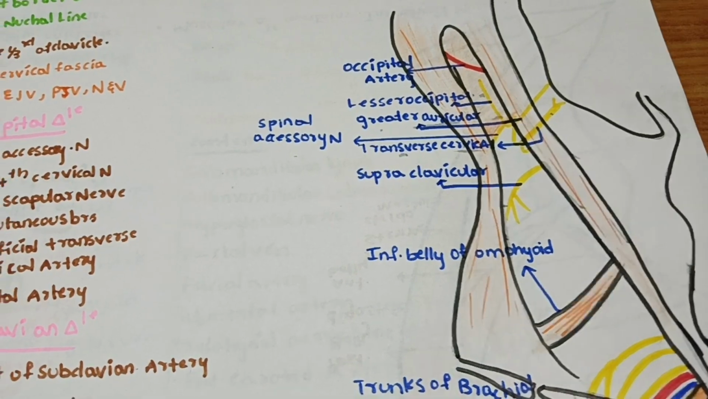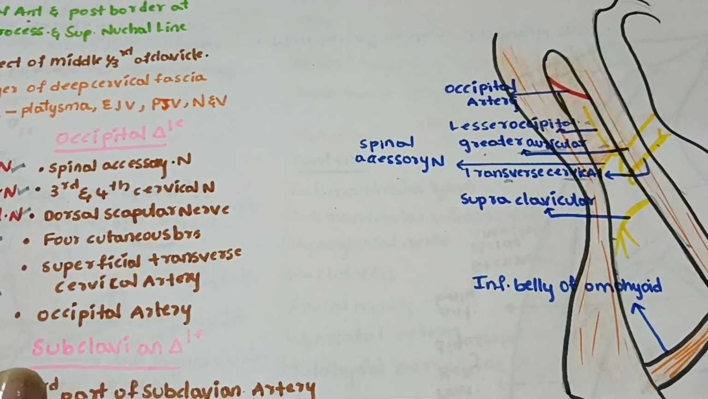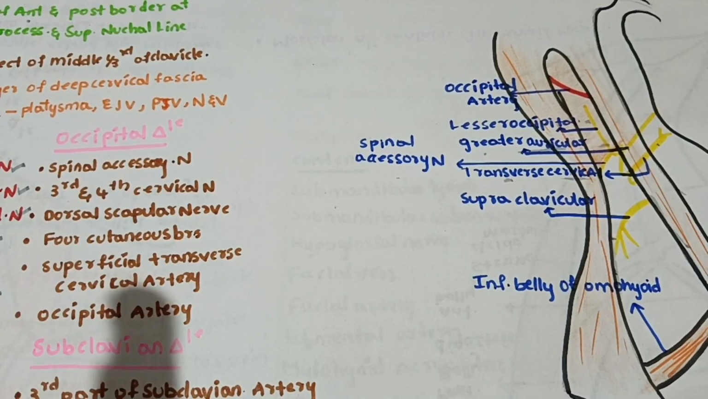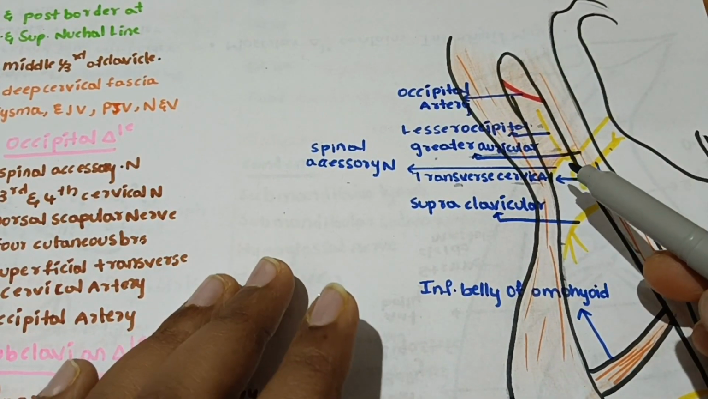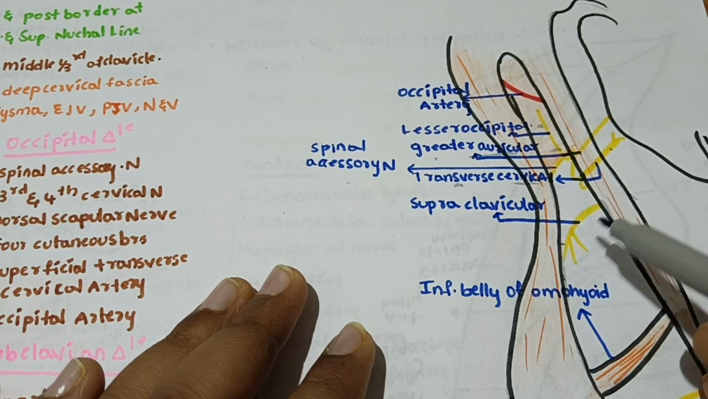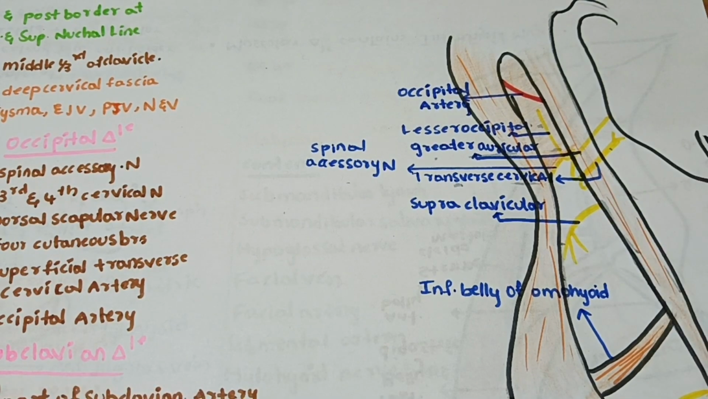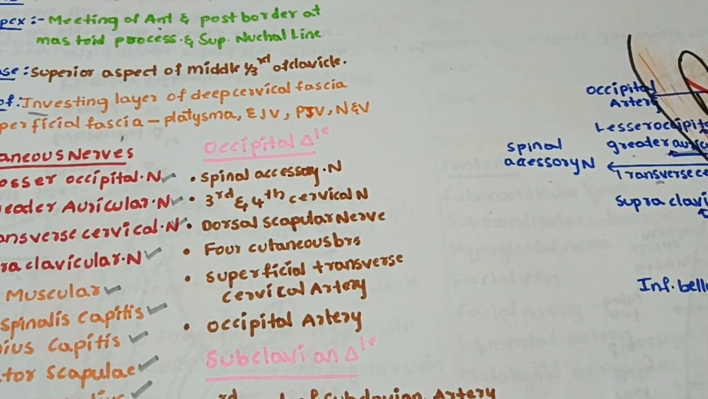Now what is the roof formed by? The roof is formed by the investing layer of deep cervical fascia and superficial fascia. Superficial fascia contains platysma, external jugular vein, posterior jugular vein, nerves and vessels. So the roof contains 4 cutaneous nerves. What are they? The lesser occipital nerve, greater auricular nerve, transverse cervical nerve and supraclavicular nerve. These are the borders of the posterior triangle.